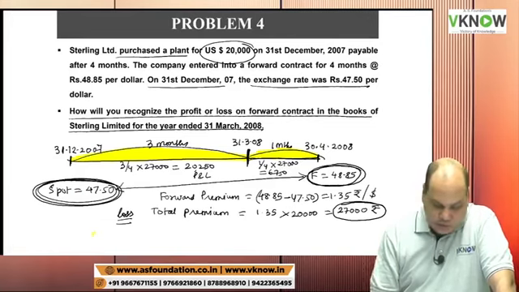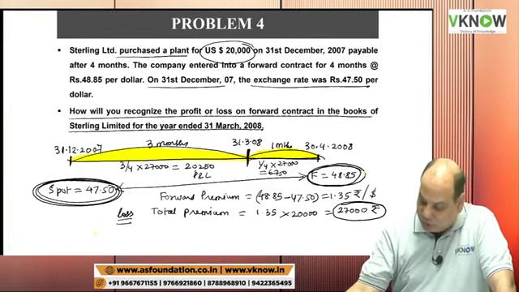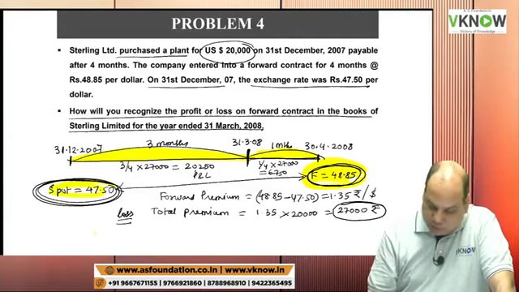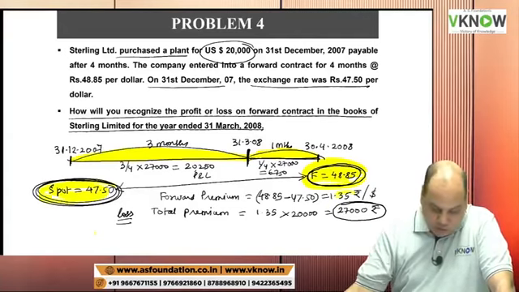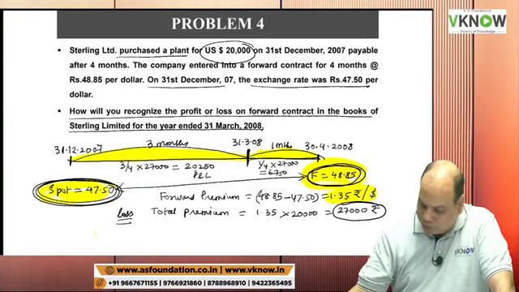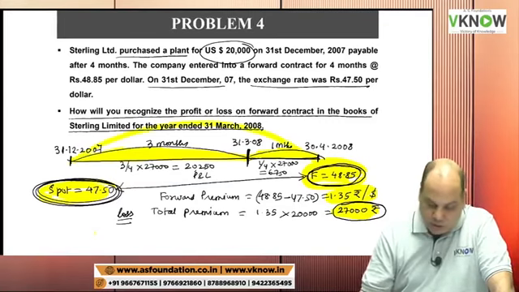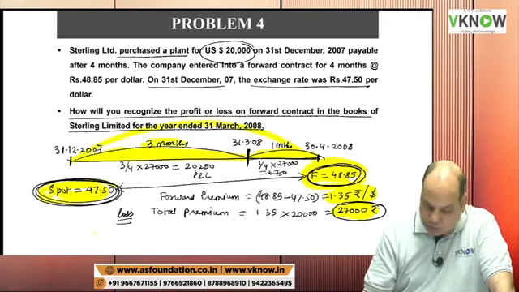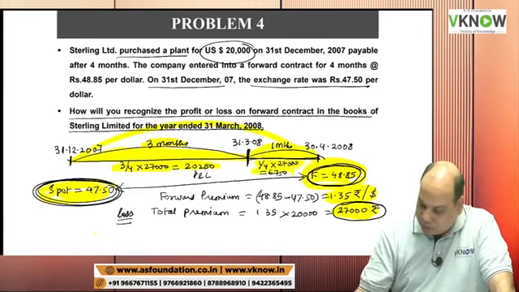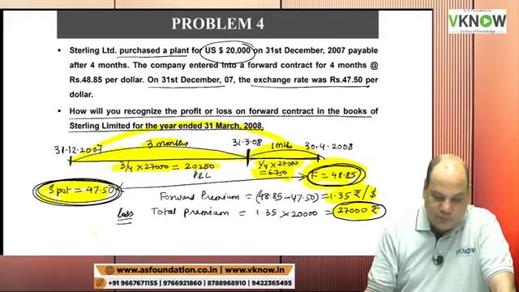In your book it says, same thing is written, forward contract 48.50, spot rate 47.50, the loss or the forward premium 1.35, total 27,000, time is 4 months, out of 4 months 3 months will be in the first year, so that will give rise to 20,250. 1 month will fall in next year, that will give rise to 6750.